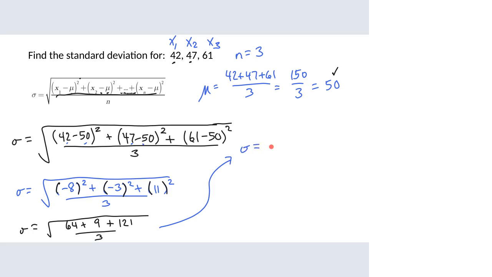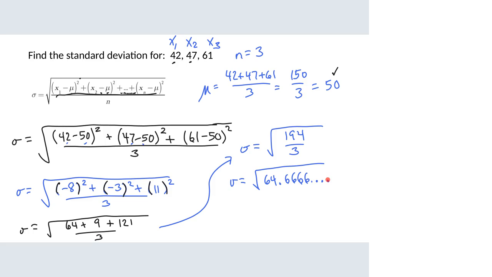Standard deviation will be, let's see, I need to add those up. 64 plus 9 plus 121 is 194 over 3. I've done everything in the numerator. Now I can divide. And when I divide that, 194 divided by 3, I get 64.666666, and that keeps going.